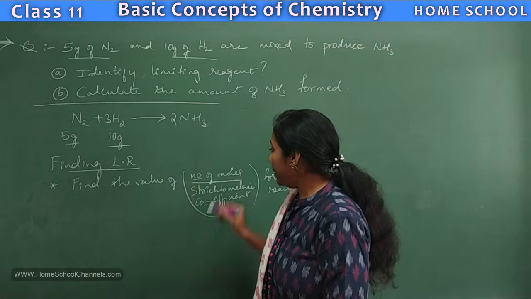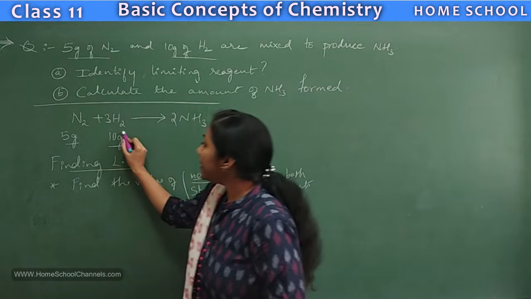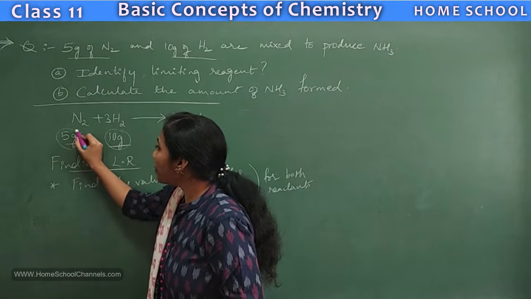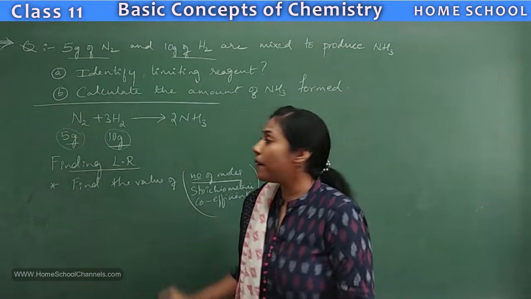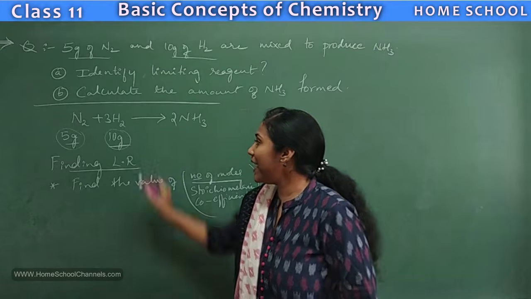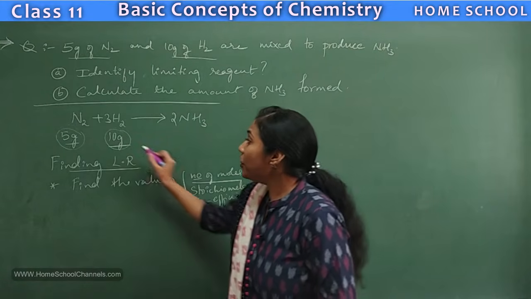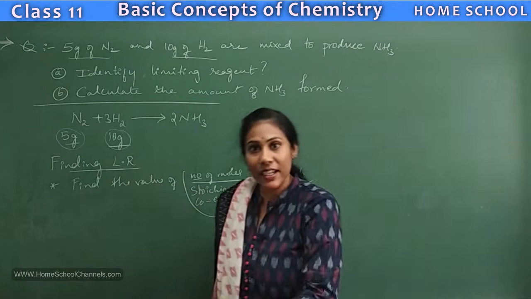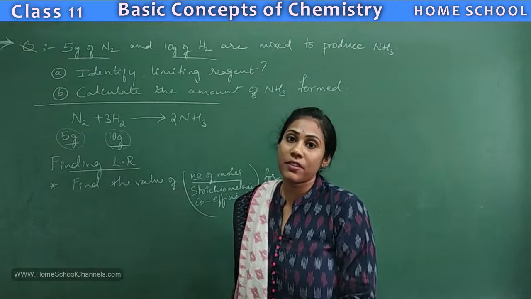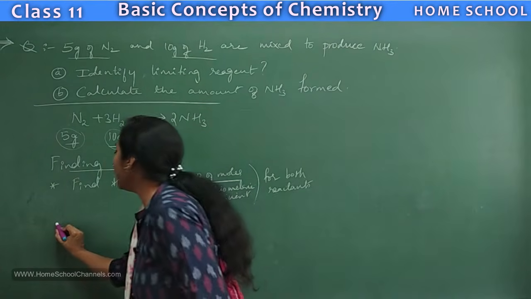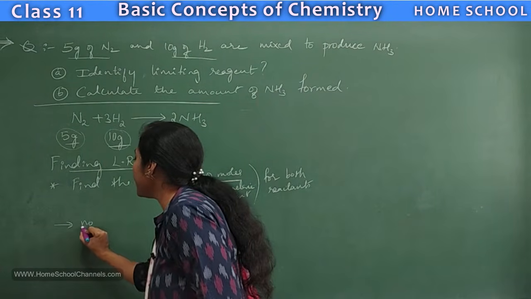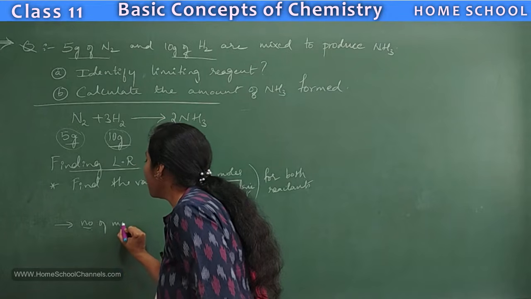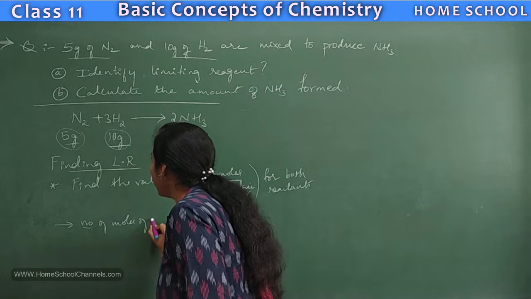And you see here, number of moles. Did they give number of moles directly in the question? No. Mass is given, right? They have given mass. So this mass you should first convert into moles. So how do you convert that into moles? You see, number of moles of N2.